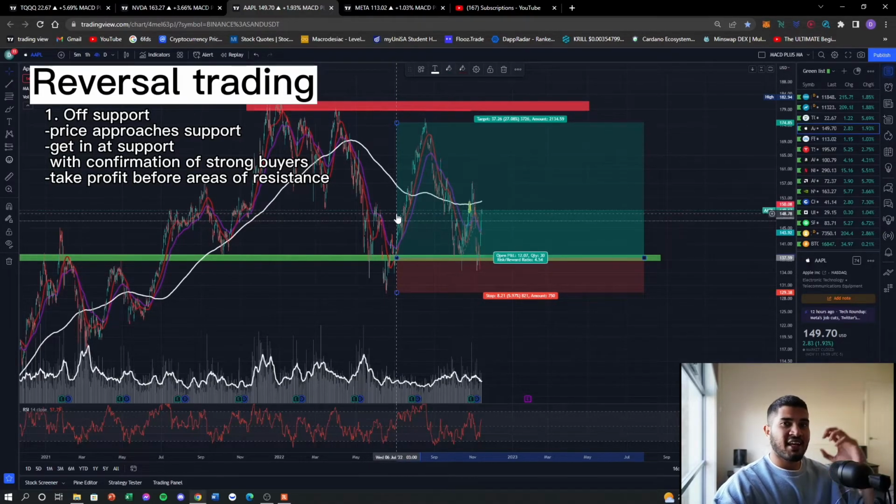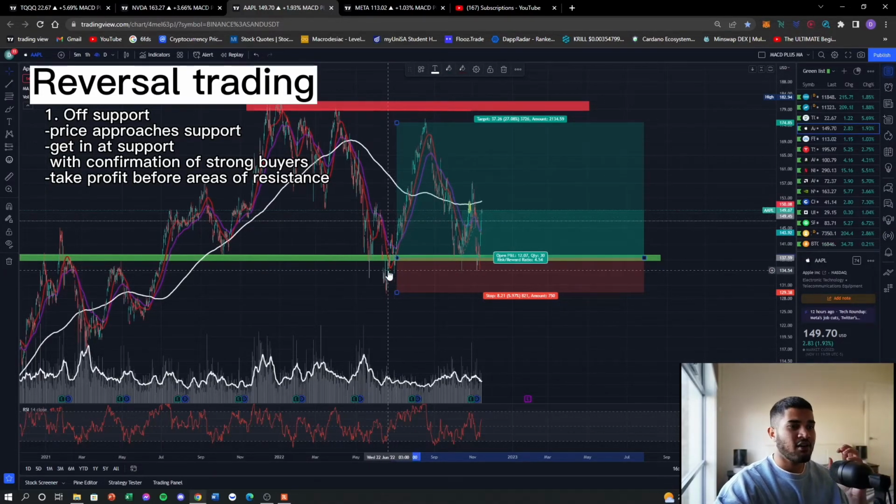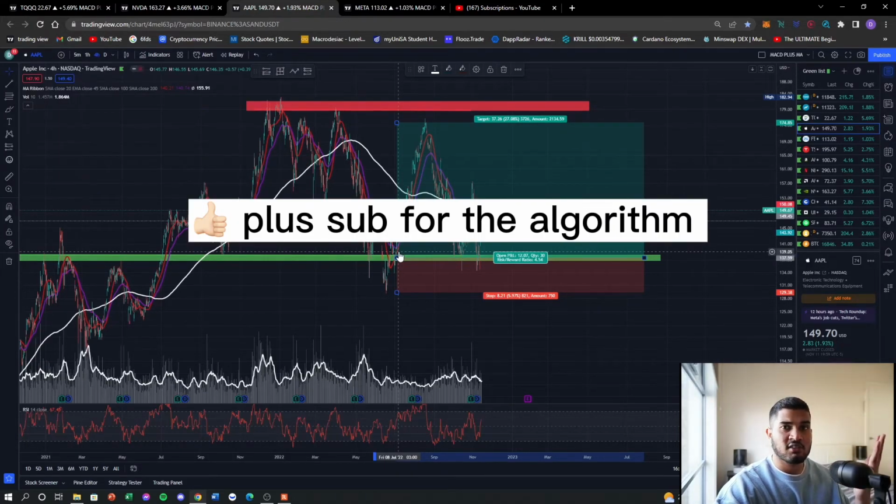And reversal trading, you can do it, but you just gotta know where support is, where resistance is, where overbought levels are, where oversold levels are. I've basically explained that in some of my previous videos. I will link them down below.